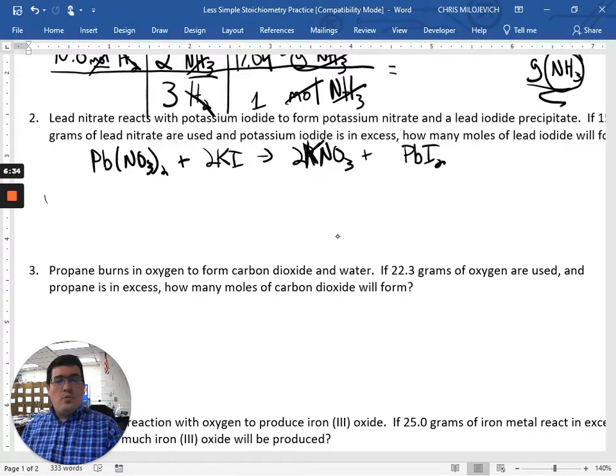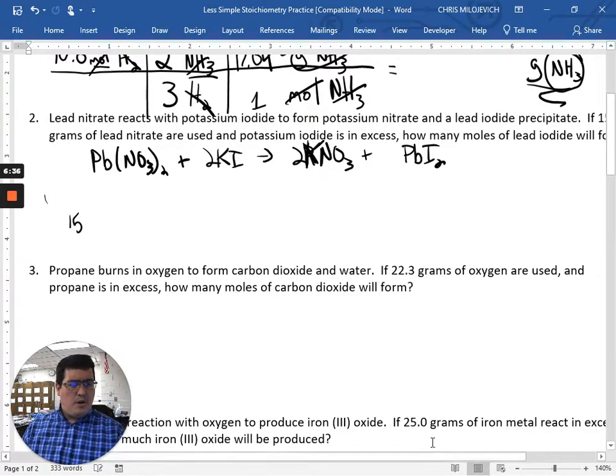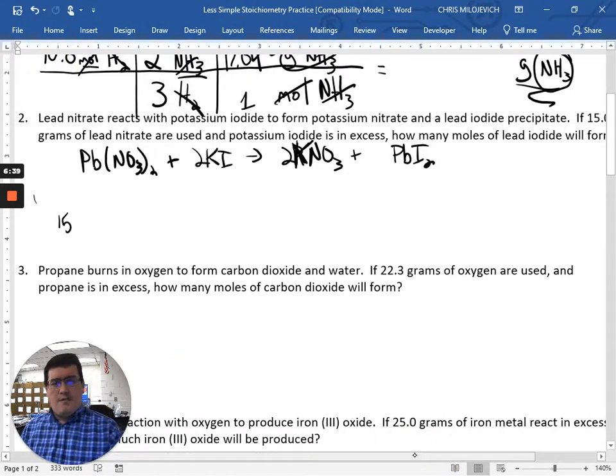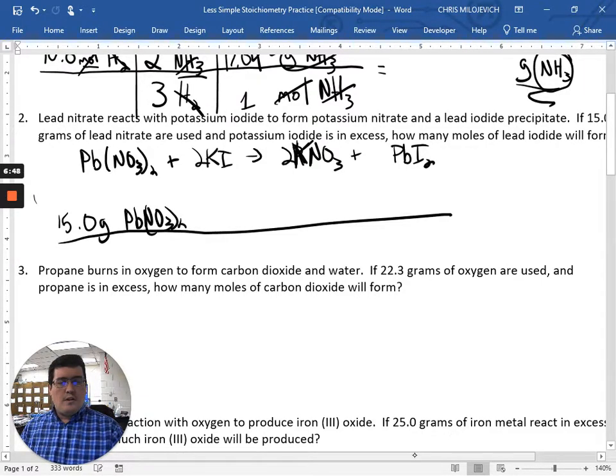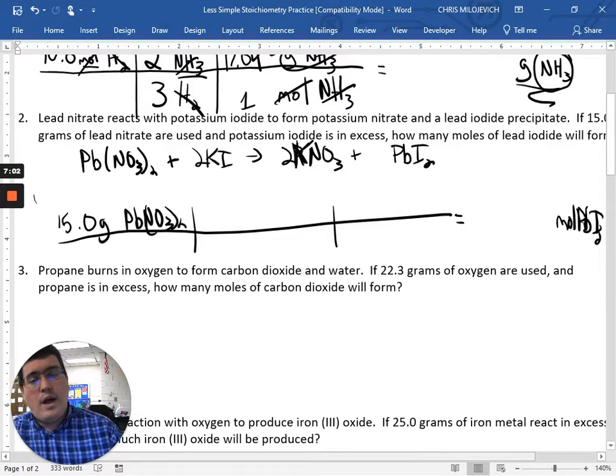And so now it says we have 15.0 grams of lead nitrate. Draw the line, draw an equal sign. I know this one's already going to be two-step because all these are going to be two-step. It asks me how many moles of lead iodide, PbI2, are we going to get? Well, now I've got to go from grams to moles first, because remember that cardinal rule, we've got to be in moles before we can convert from one unit to another. So you have to do the mole thing first.